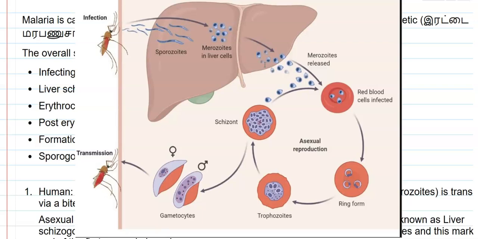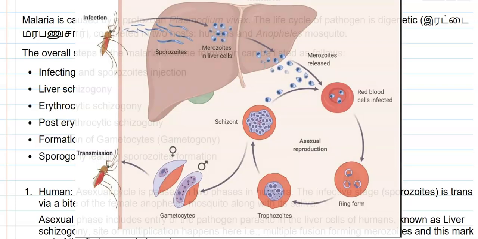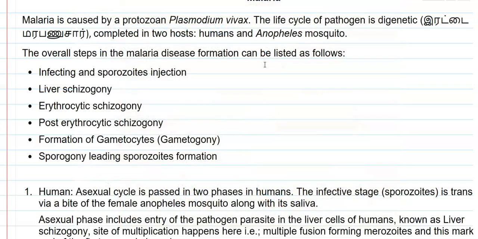These gametes will be again fusing by the fertilization process that results in the formation of a zygote. This zygote again gives rise to the formation of the sporozoites. This final stage will be taking place inside the mosquitoes.